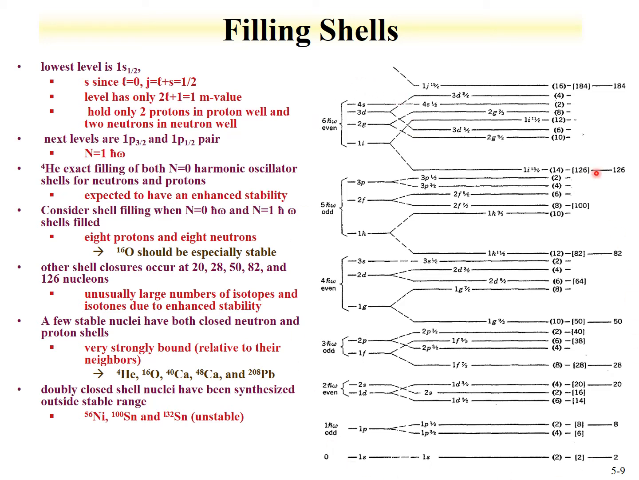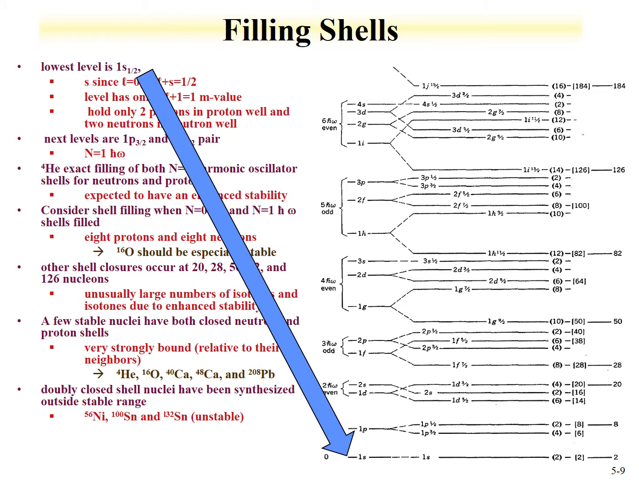Here's our shell model, and here's some of the properties that come out from the shell model. The lowest level is obviously this 1s. It's an s 1/2. Since L is 0, J is only equal to the L plus the S, so 0 plus 1/2. It only has the one value. It's shown here, and it contains two nucleons. So I can put two nucleons into the shell.